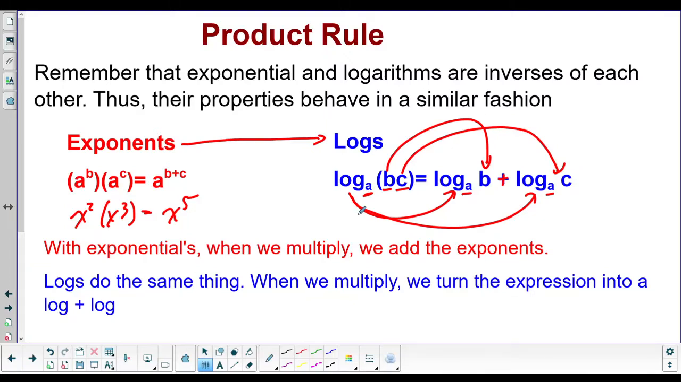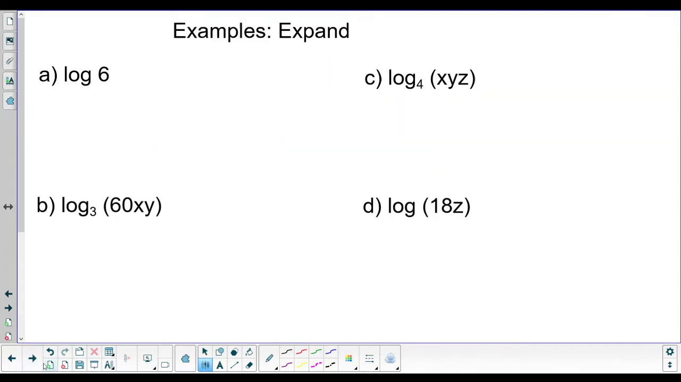So let's go see how we can use this. Let's do a couple example problems, and then we'll learn another rule. I'm going to hold off on a. I think it's the hardest one because it's like, what do you want me to do with that? So let's look at b first.